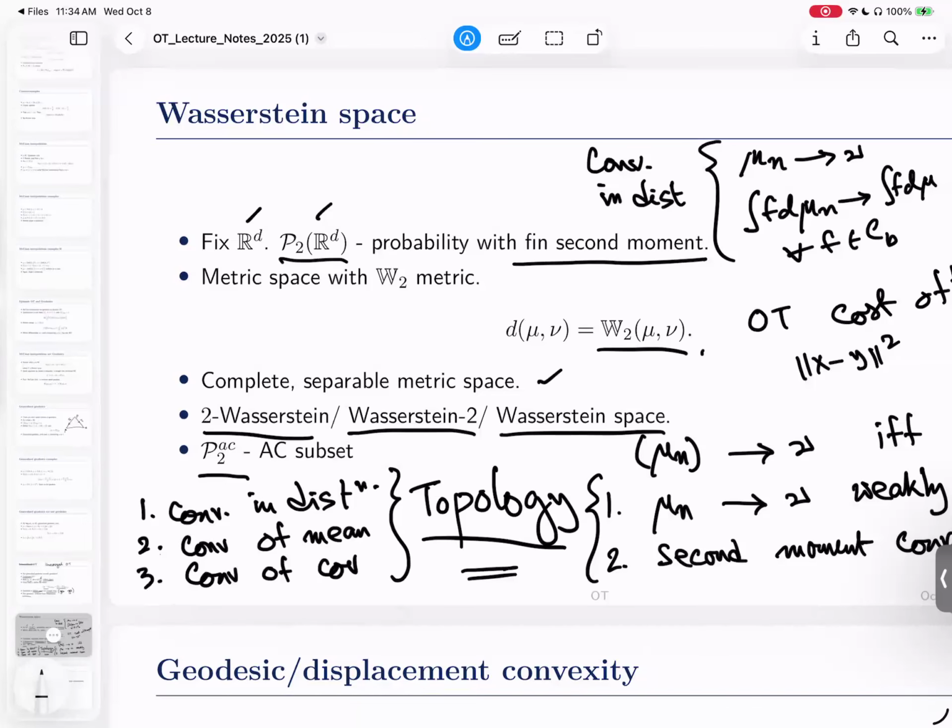Well, for every mu n, you can compute the mean vector. This is the average, the mean vector. So that's a sequence of vectors, and this is the usual Euclidean convergence of vectors. What does the convergence of covariance mean? Well, for every mu n, you can compute the covariance matrix. That's a d by d matrix of real numbers. Again, convergence means that pointwise, for every cell of this matrix, they converge. So you verify these three convergences, you have convergence in Wasserstein space.